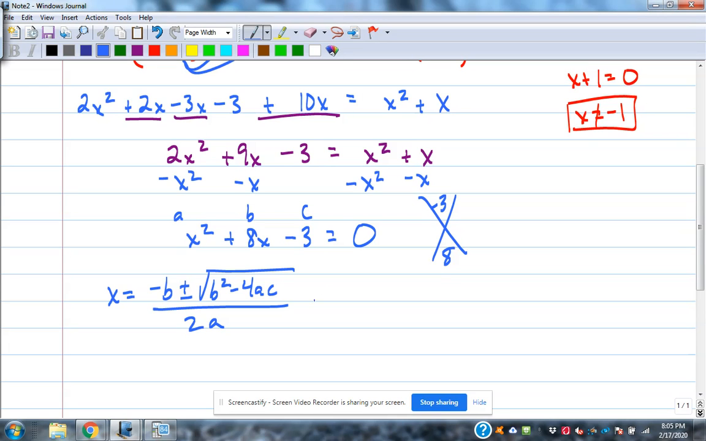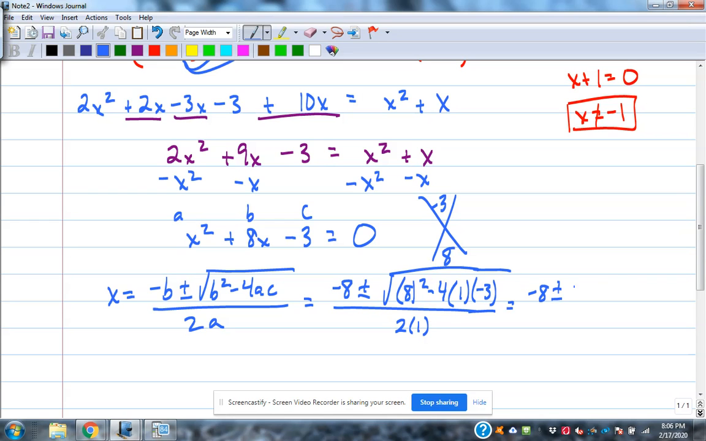So I'm going to find negative b, which would be negative 8, plus or minus. The discriminant inside there would be 8 squared minus 4 times 1 times negative 3, over 2 times a, which is 1. Negative 8 plus or minus the square root of 64 plus 12, which is 76.